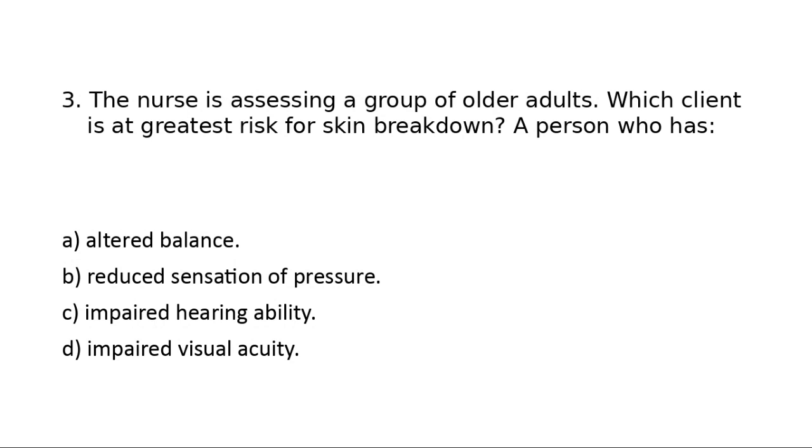All right, so number 3. A nurse is assessing a group of older adults. Which client is at risk for skin breakdown? A person who has A, B, C, or D. So the things you want to pull out of that statement, who's at risk for skin breakdown? B, reduced sensation of pressure, right. Altered balance, I mean, what are they at risk for? Somebody's altered balance. Falls, right?